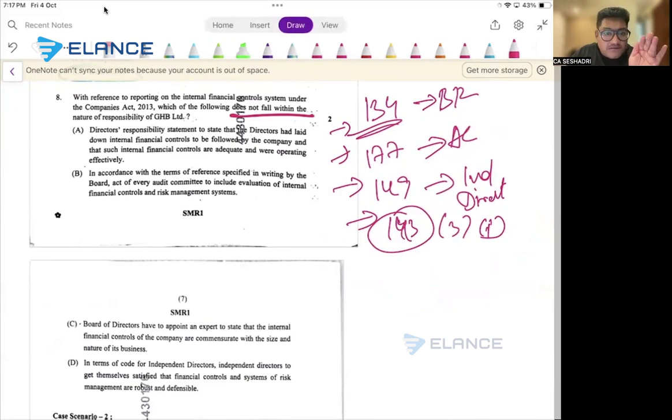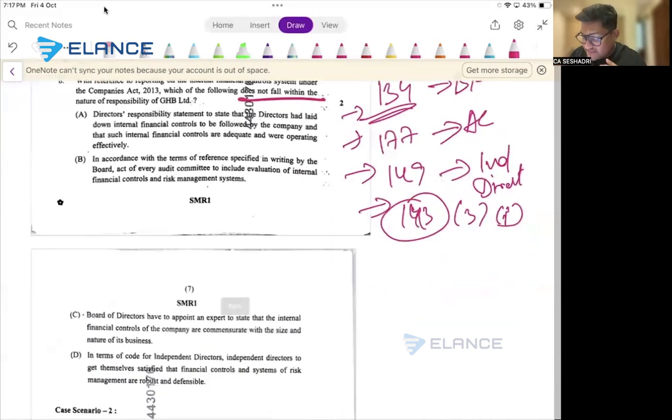Board report in accordance with the audit committee. First one, second one, okay. Last one. In terms of the code of independent directors, board of directors have to appoint an expert. Who said? No. This is the answer.